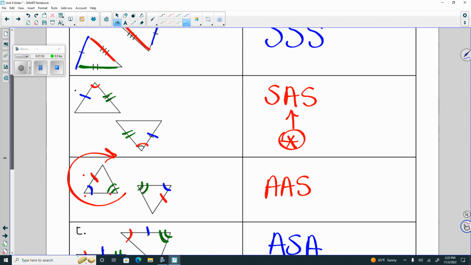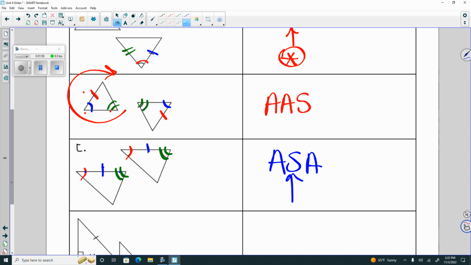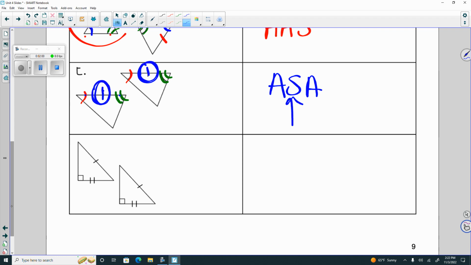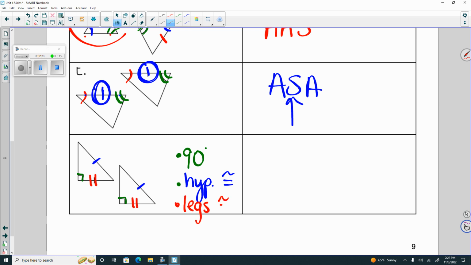Just like side, angle, side up here, the side that is between the 2 angles, those sides have to be congruent. So make sure that side is between our 2 angles. Over here in our last question, we should notice that we have a right angle here, so we have 90 degrees. We have a pair of hypotenuse that are congruent, and then we also have a pair of legs that are congruent. And when we have all 3 of these things, you have to have all 3, we can prove that these triangles are congruent by hypotenuse leg.